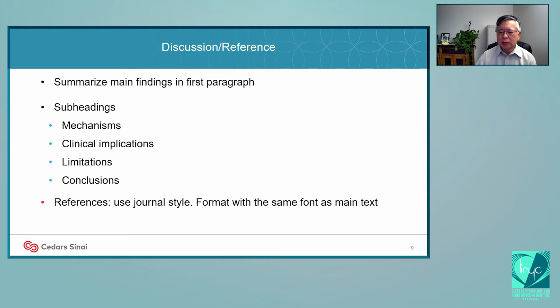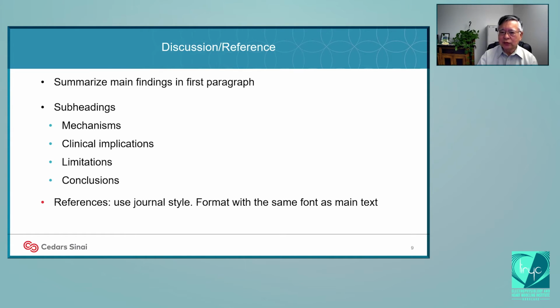You want to always try to use journal style, and I strongly encourage you to use EndNote. I discovered there are still people who don't use EndNote to write papers, and that is not a good practice. The journal style can be entered into EndNote, and you can edit each individual journal style, and you format the same font as the main text. You don't want your reference to be a different text font from the paper, so that looks awful.